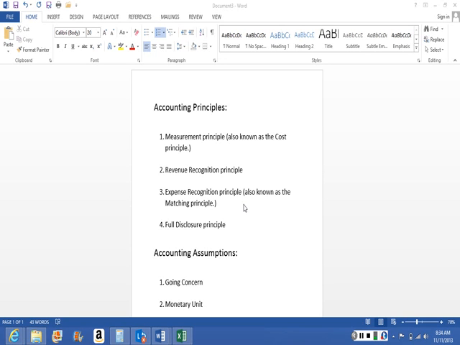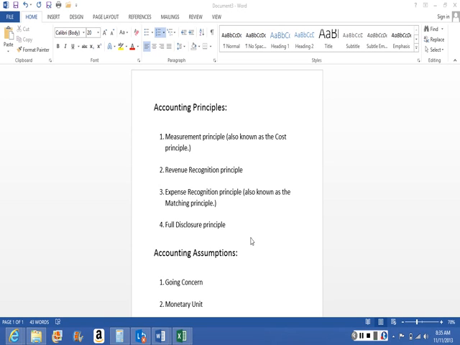The final principle is the full disclosure principle. This principle is where we show all information in the financial statements and disclose everything we possibly can to be as transparent as we possibly can be.